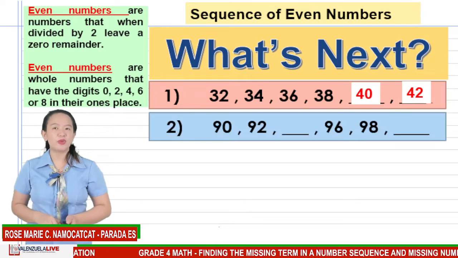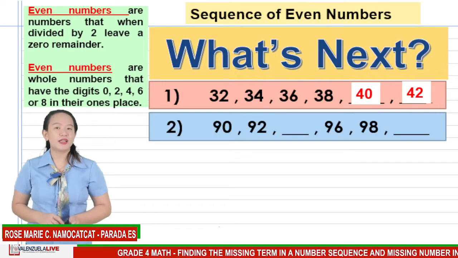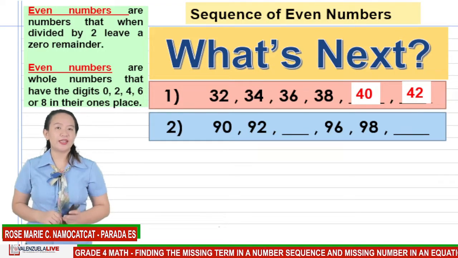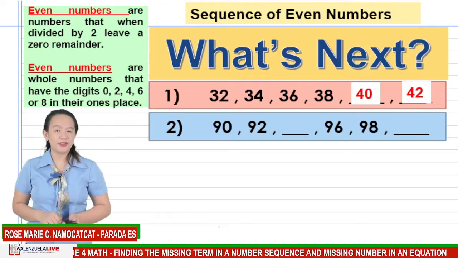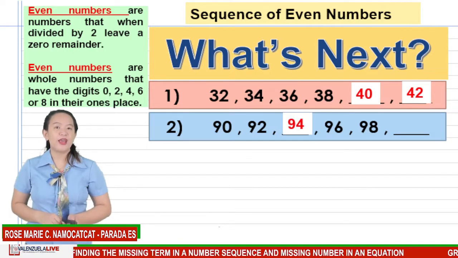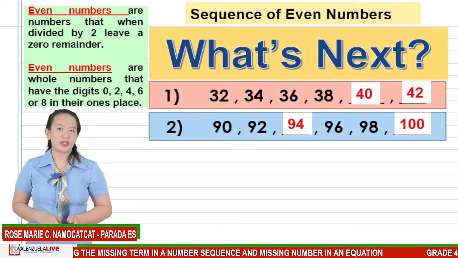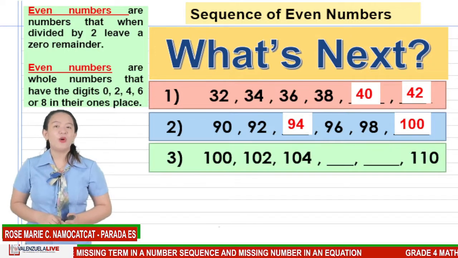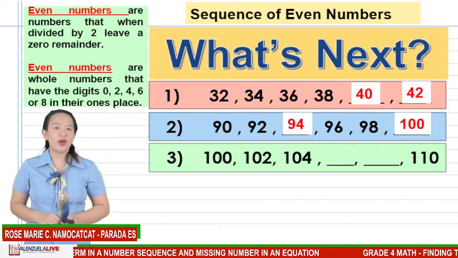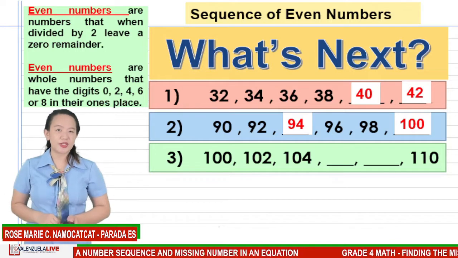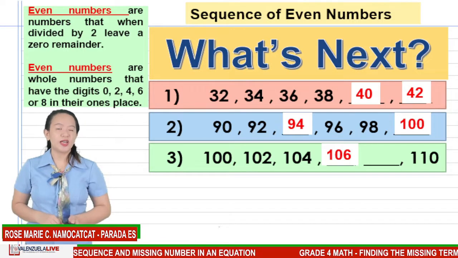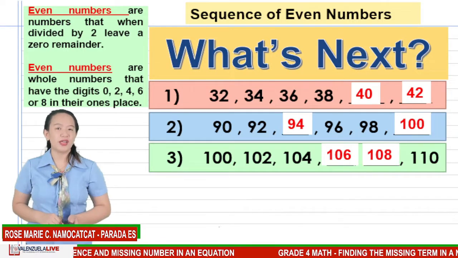Very good. Number 2, 90, 92, the next missing number, 96, 98. So for the first missing number, we have 94, and then 98, and then 100. Number 3, 100, 102, 104. So what will be the next two missing numbers? And then 110. Okay, the answer is 106 followed by 108.